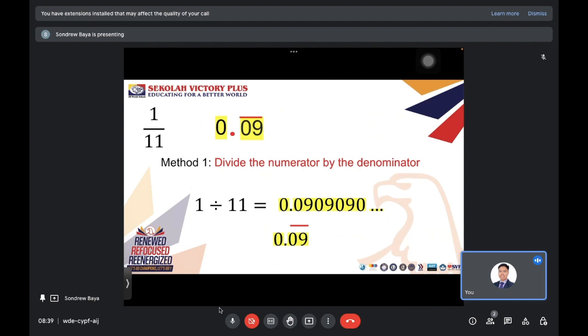Okay? Again, there's no way for us to write an equivalent fraction for a denominator of 11, making it into powers of 10. So we cannot apply method number 2. Method number 2 is only applicable if there is a way to write the denominator into a power of 10. If it's not possible, then we can just do method number 1. Okay, pause this video, take down notes.